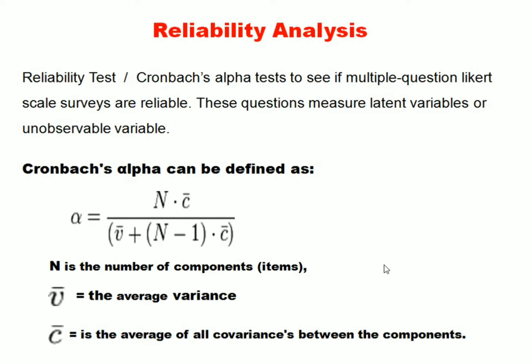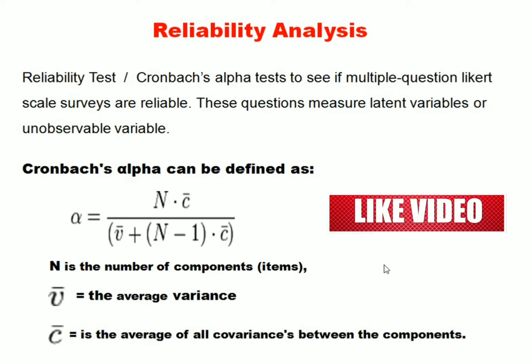So here the formula for Cronbach alpha is alpha equals n times c bar divided by v bar plus (n minus 1) times c bar. Here n is the number of components in the particular question. That means here I am taking 10 variables for my awareness level, so n is 10. V bar is the average variance, c bar is the average of all covariance between the components. So this is the formula for reliability analysis.